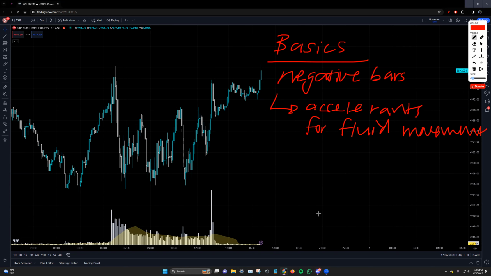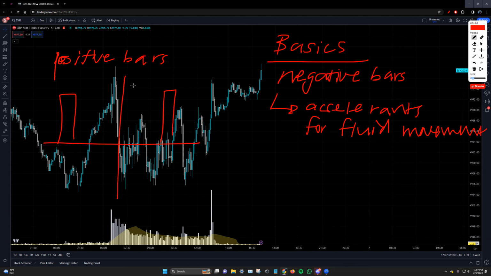Oh, I should touch on another thing before I get into this. We'll use the space here. Positive bars: why do they act like support and resistance? Spot price. As spot price pushes up, what happens when you get to a positive bar? Dealers are going to be selling against the move.